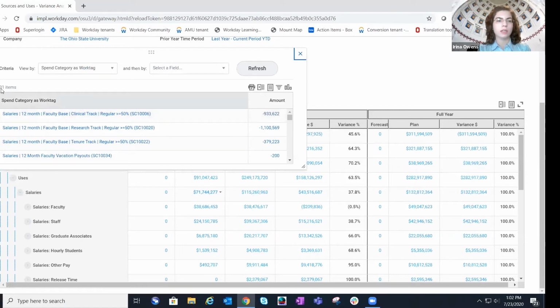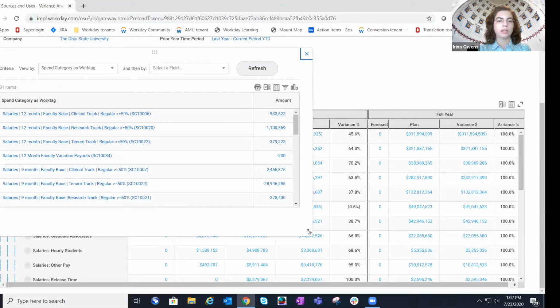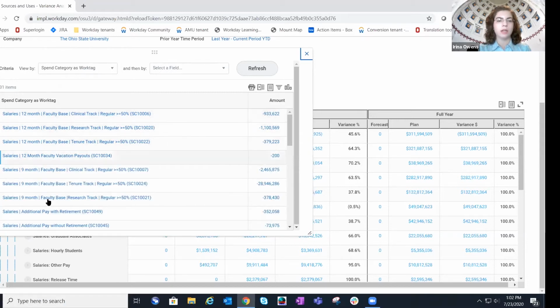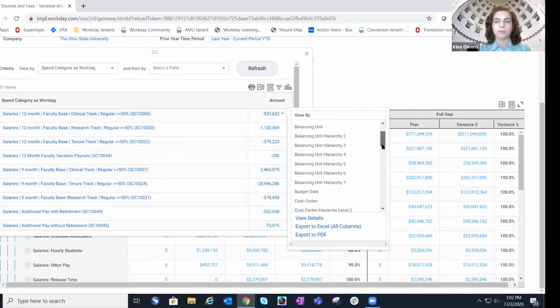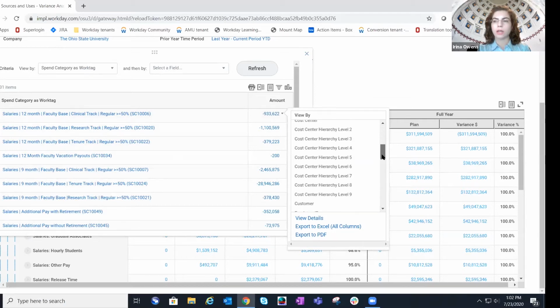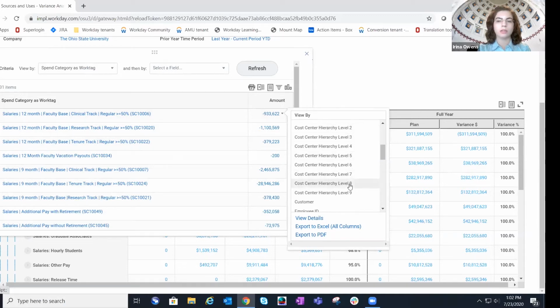So here you can see that there are 31 various spend categories that were used in various transactions, and this gives you a little bit more granular detail about how the money was spent. I can do another level of pivoting to see more granular details about the data. So I'm going to click on this first spend category, and I'm going to pivot the data by cost center hierarchy. I'm actually going to focus on the cost center hierarchy level 8, and you can see we allowed you the flexibility to look at the data by various cost center hierarchy levels.